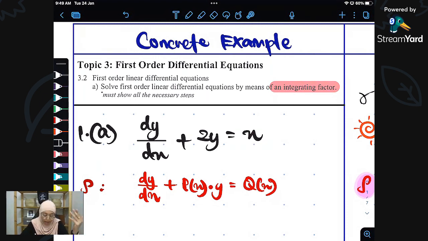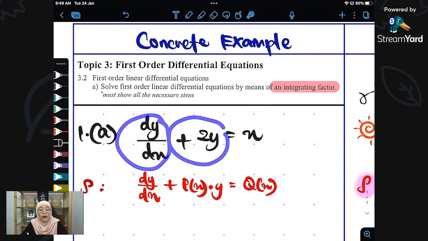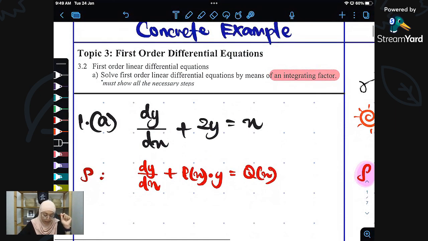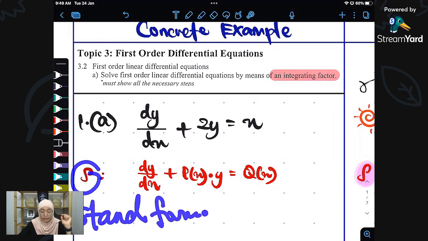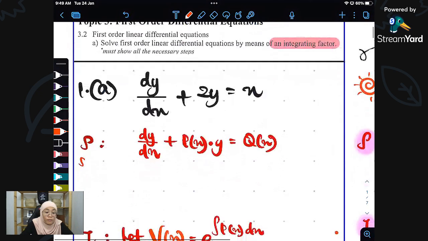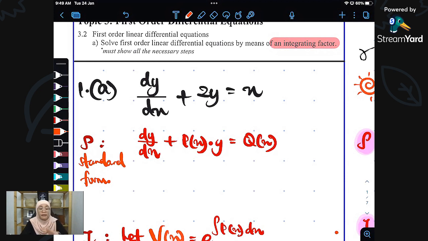dy/dx plus 2y equals x. First step is S, which means standard form. You can write it down there. It is called standard form. Please write it down. So what does it mean by standard form?